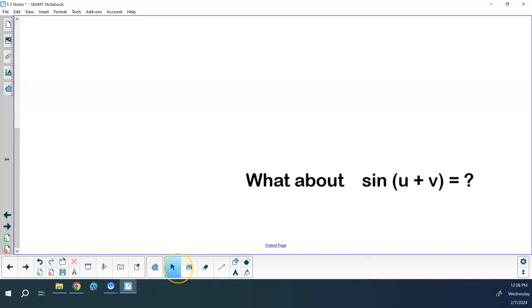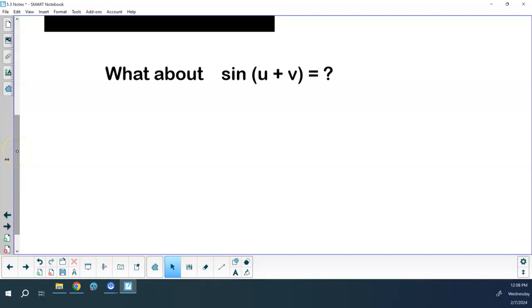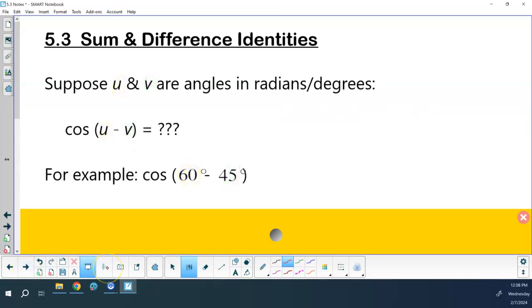This is what we're going to deal with today. We're going to talk today about sine of u plus v. Now, you want this to be, or you would love it if it were, but it's not the sine of u plus the sine of v. But you want it to be because you want it to be that easy. Unfortunately, it's not. Okay? But we'll deal with it here momentarily. I'm not a big fan of the highlights.